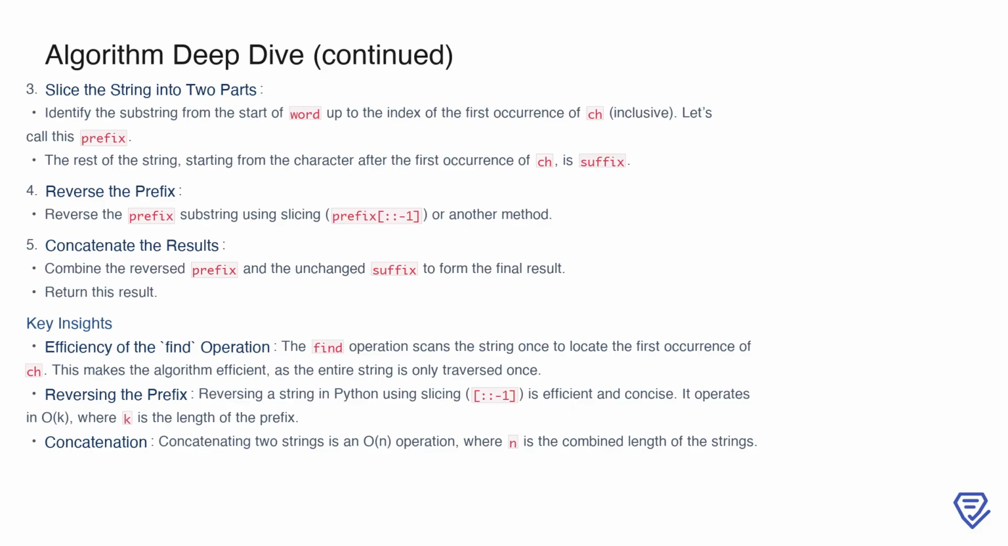This step-by-step breakdown highlights the efficiency of the solution. The find method scans the string only once, and string slicing and reversal are optimized operations in Python. The algorithm ensures that the entire process is completed in linear time relative to the size of the input string.